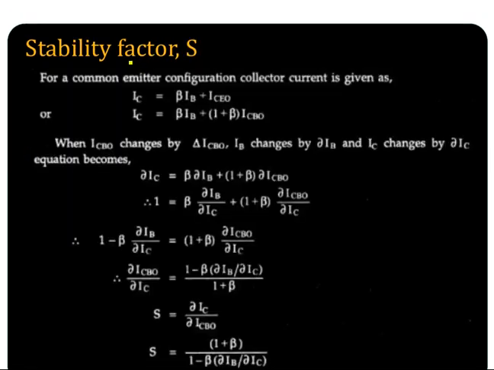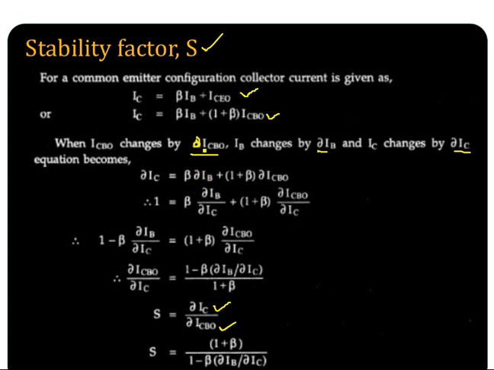Now, let us see the stability factor S first. What is S? It gives you the change in IC with respect to ICBO. For the common emitter configuration, the collector current equation is IC equal to beta IB plus ICEO. This is a common expression we derive for the common emitter configuration. So IC is beta IB plus 1 plus beta times ICBO. When ICBO changes by delta ICBO, IB changes by dou IB and IC changes by dou IC. Then what happens to the equation?